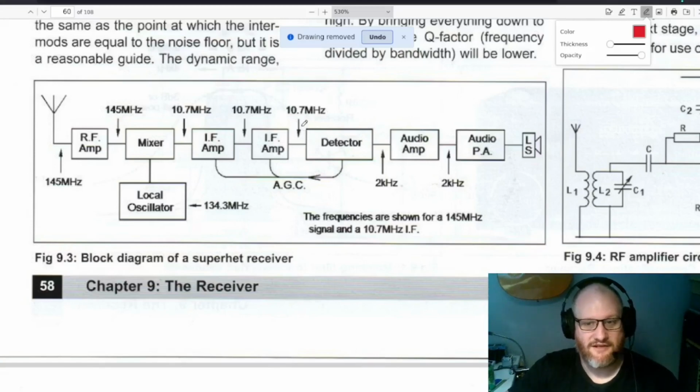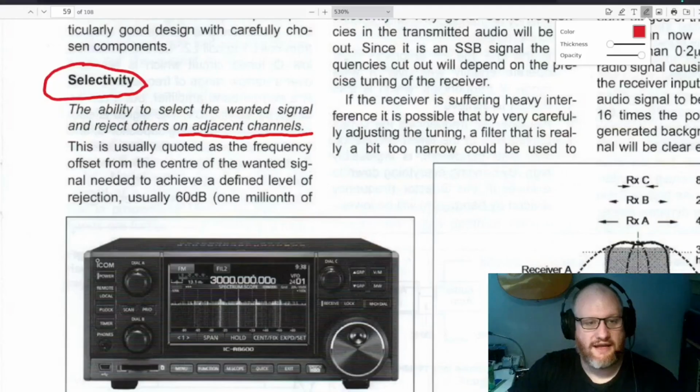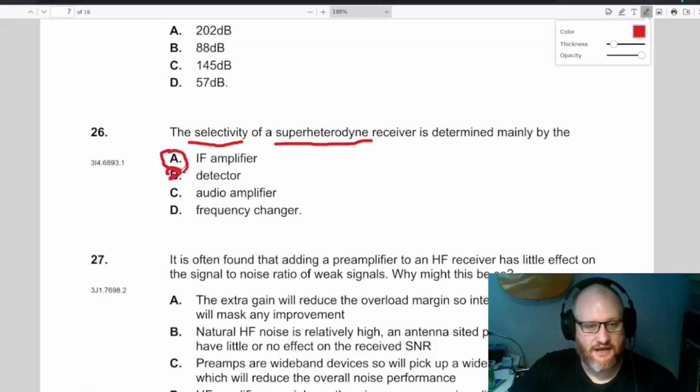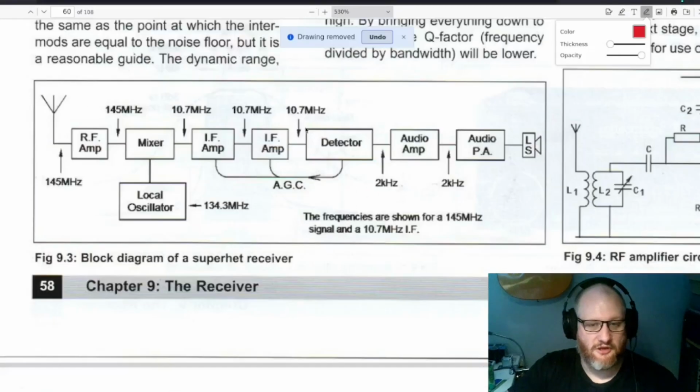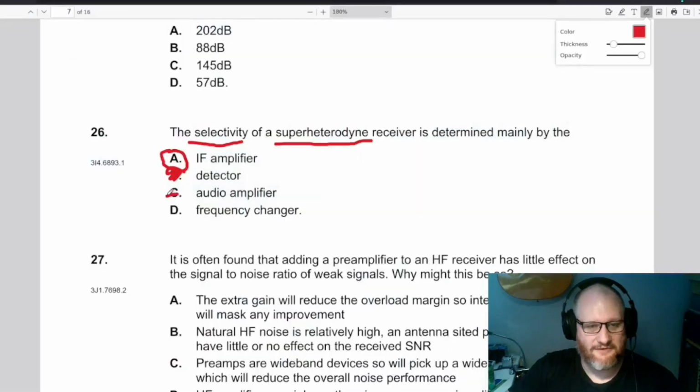It's going to be trying to demodulate everything we're putting in into audio, and it's probably going to come out with lots of noise on it. So it's not really the detector in this case. We can scrub that out. And for the same reason, because it comes after, it's also not the audio amplifier either. So let's get rid of that. I'm getting confused with my tabs. So let's get rid of the audio amplifier, and I didn't see anything on that diagram called the frequency changer, so we can scrub that out as well. So it makes sense, looking at the other answers, that it is in fact the IF amplifier which determines the selectivity of the superheterodyne receiver.